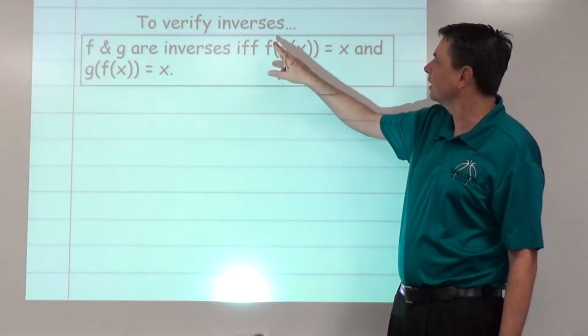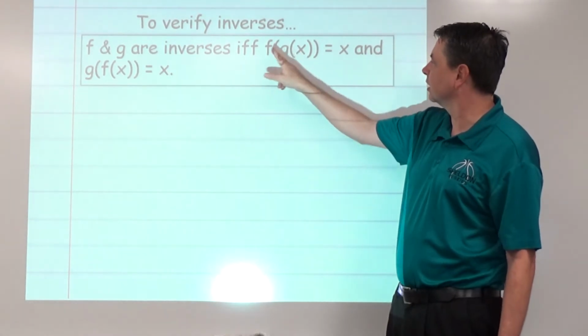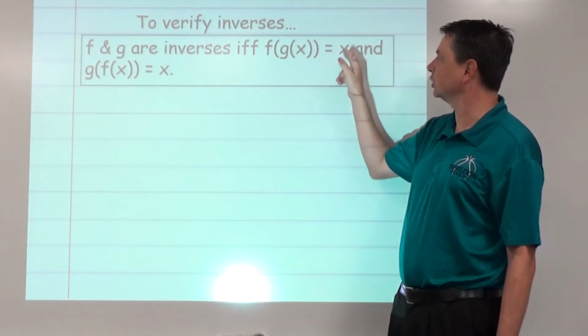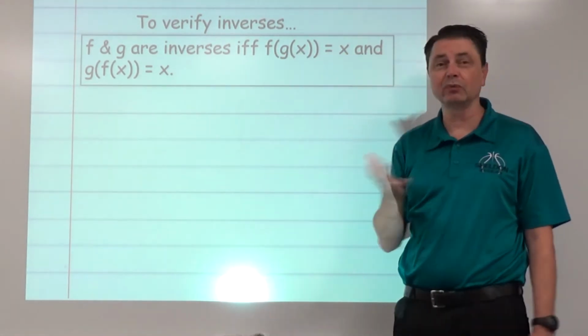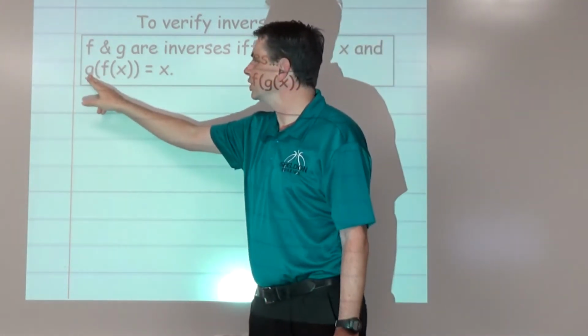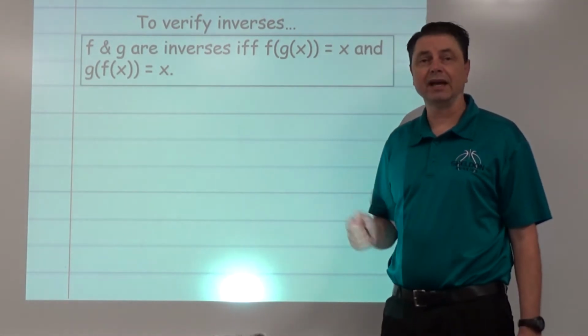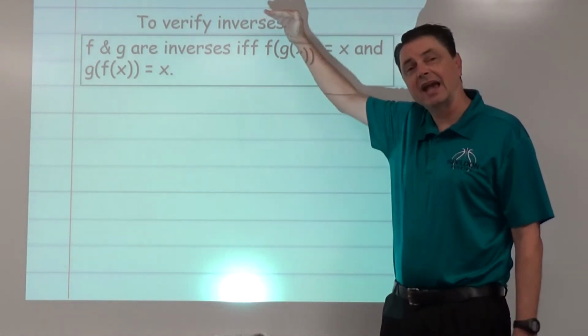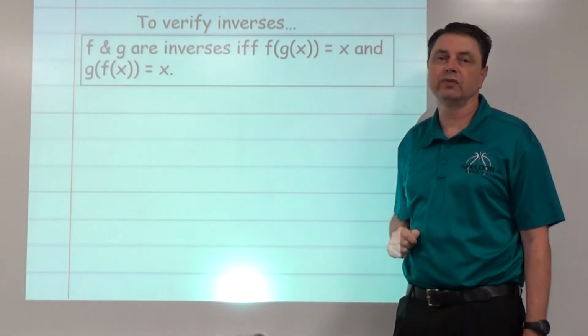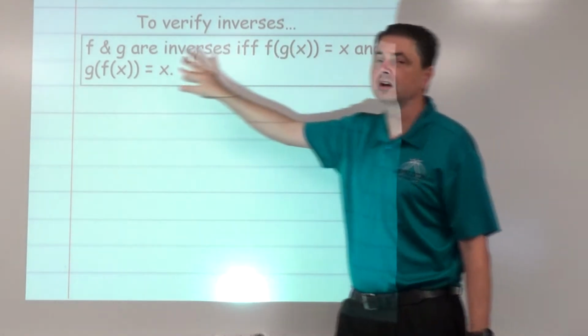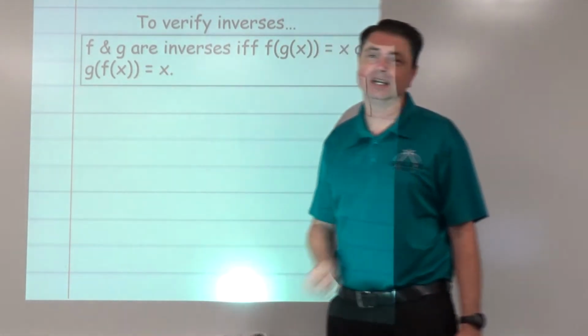If and only if, when you do the composition of f composed with g of x, you get an answer of x. And when we reverse that, g composed with f of x, you also get an answer of x. So this definition is going to be how we verify the two functions are inverses. We're going to do both compositions, making sure we get an answer of x.